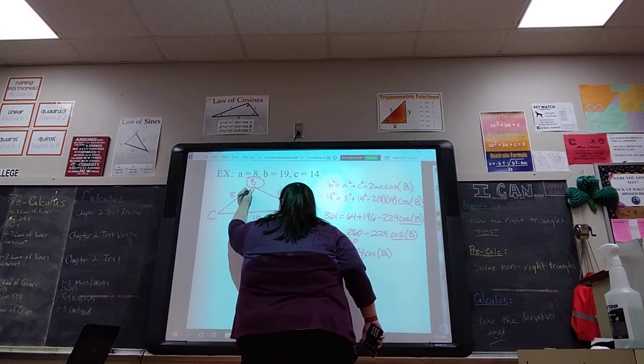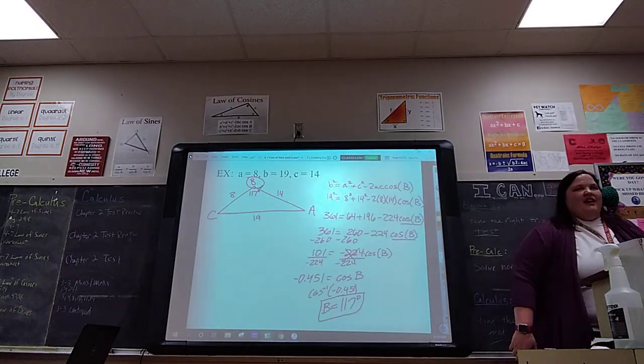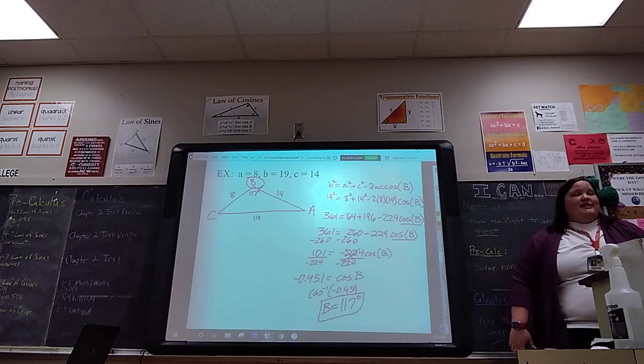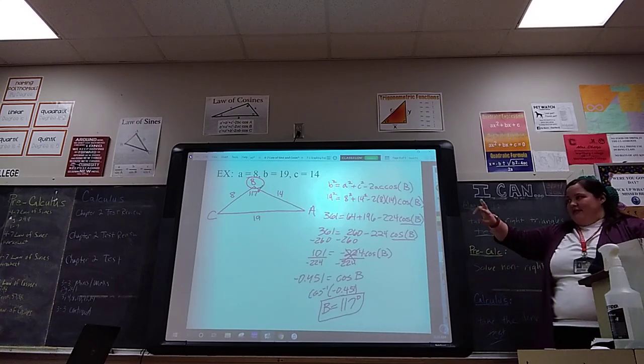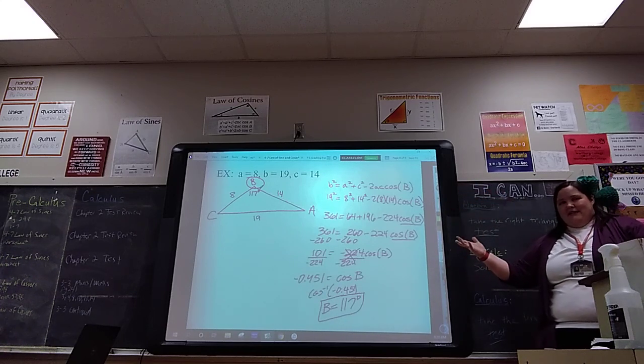But this is why I like to leave them on the triangle. Because now that I have angle B, do I have a matching pair? Yes. I now have angle B inside B. So now I can switch and use law of sines again because I have that matching pair. Does that make sense? Okay. I couldn't do that originally because it didn't have that matching pair.